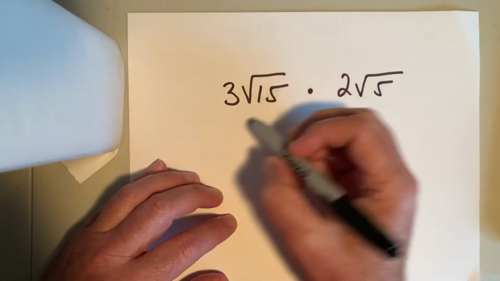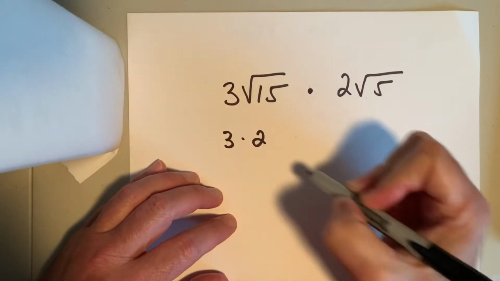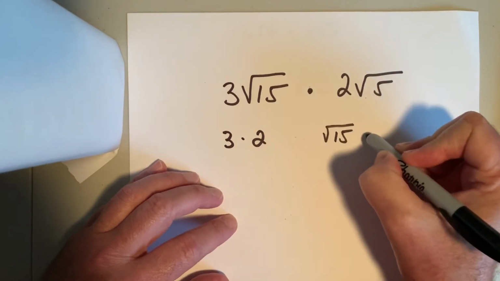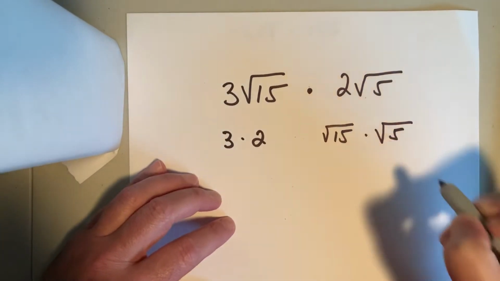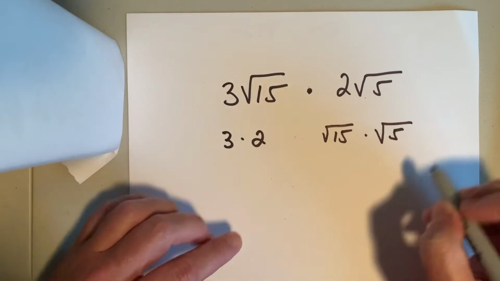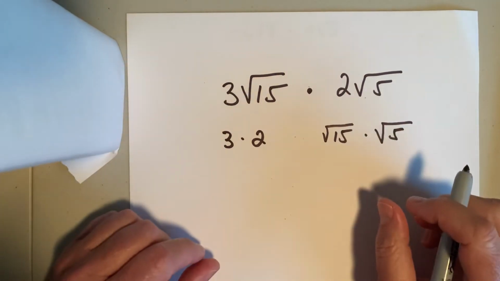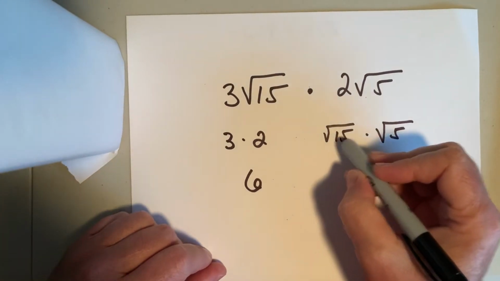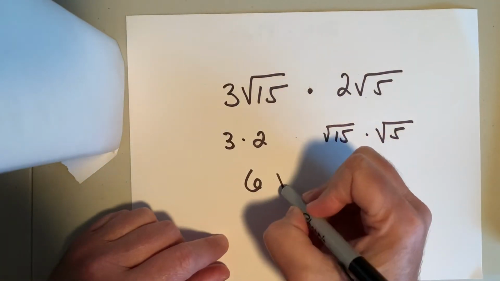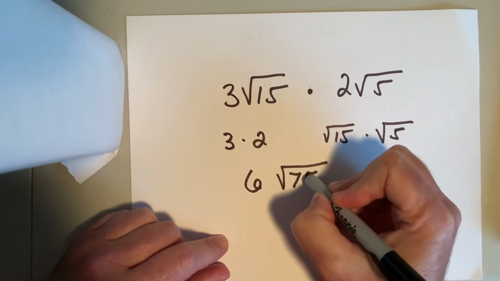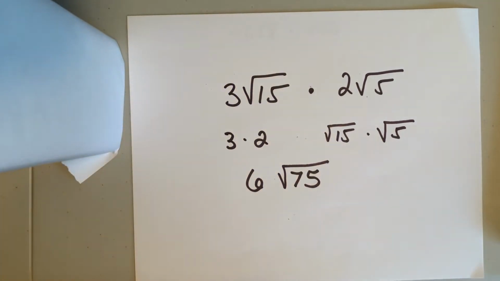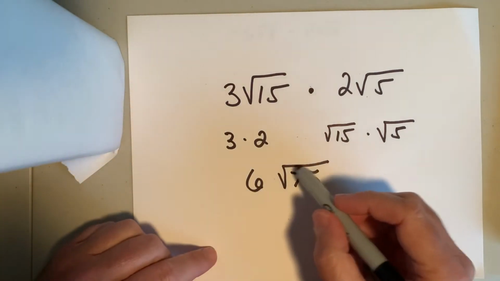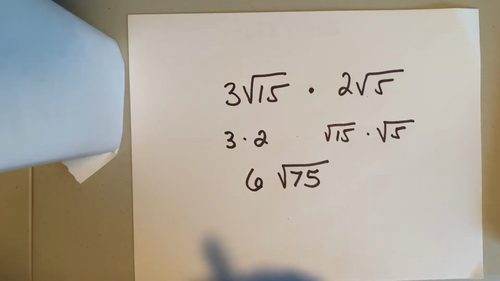We're going to take our 3 times 2, and then we're also going to take radical 15 times radical 5. So we're kind of breaking it apart, if you will. 3 times 2, that's easy enough, 6. And radical 15 times radical 5 is probably what most of you are thinking, radical 75. Now, at this point, you would love to stop and say you're done. But radical 75 can be broken down. It can be simplified, if you will.